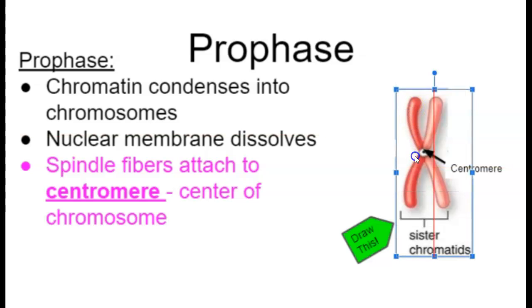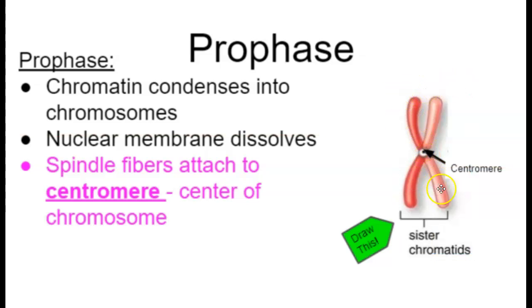So a lot of times I tell students to draw this picture. Draw an X, label it your chromosome. And in the middle, that's your centromere. That's the center of the chromosome where the chromatids, or the spindle fibers, are going to attach. I know this is a lot of info. I know it's a lot of words, but let's take a look at it.